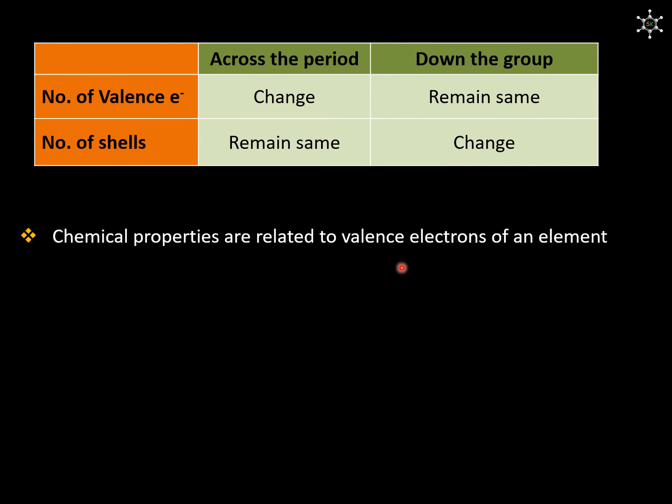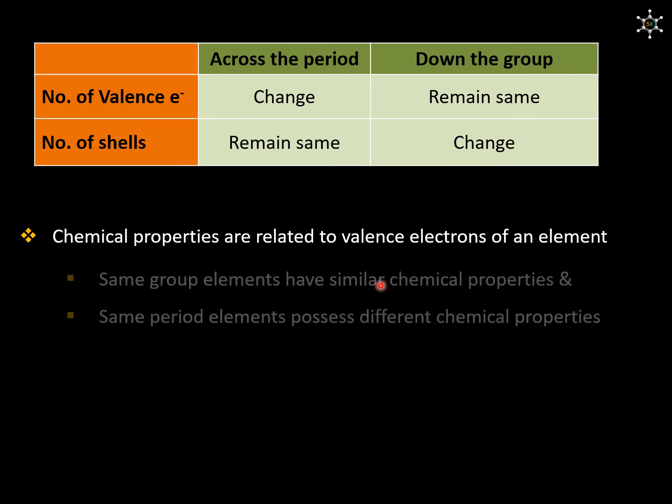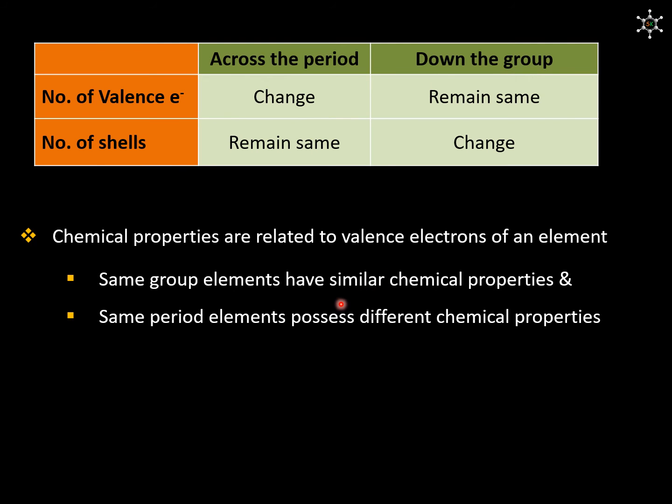Since chemistry is all about the number of valence electrons present in an element, we can expect the same group elements to possess similar chemical properties and same period elements to possess different chemical properties.